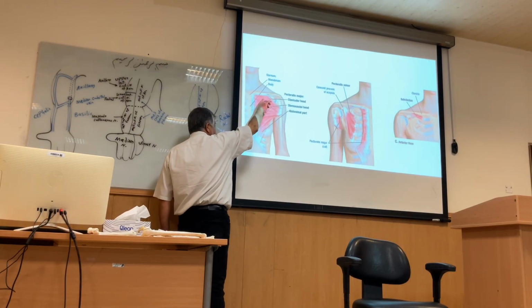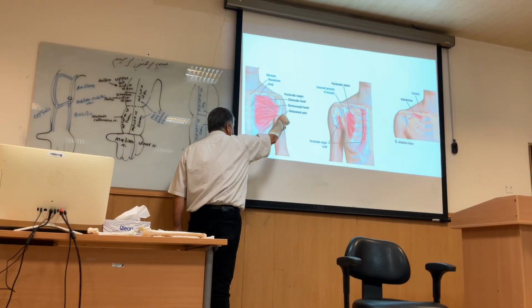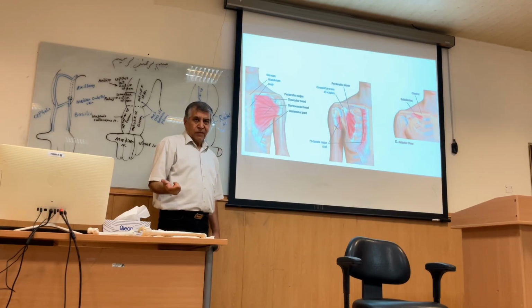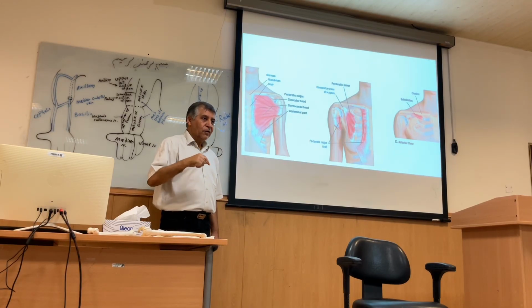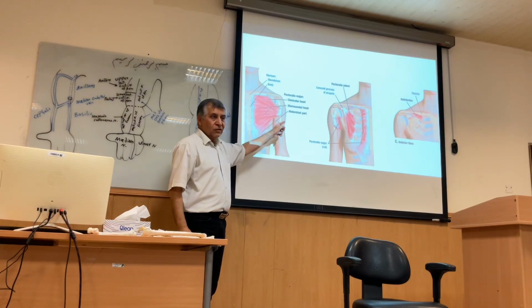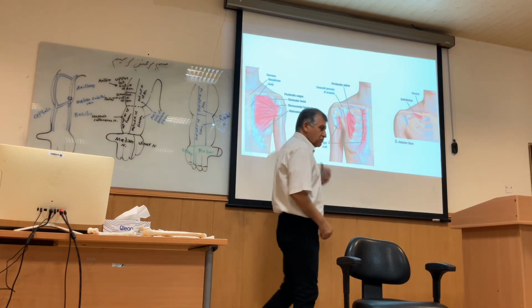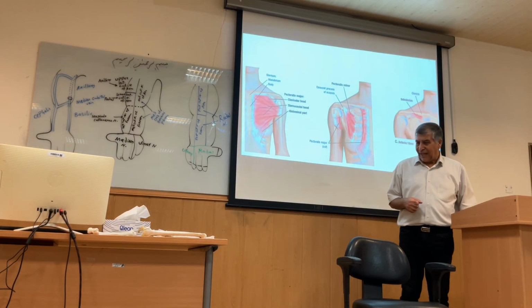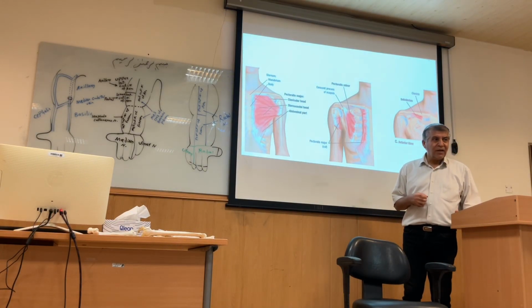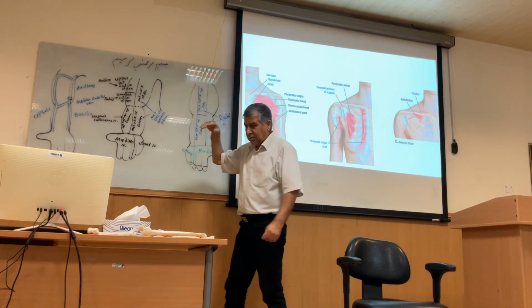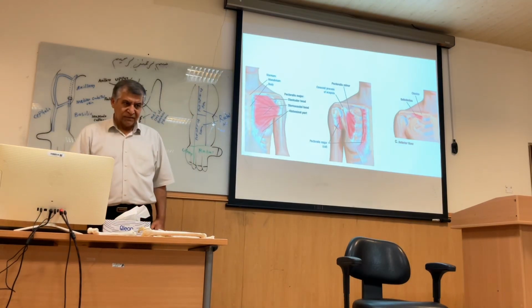The muscle changes to tendon, and the tendon attaches to the intertubercular groove. Which part of the intertubercular groove? The lateral border of the intertubercular groove. This muscle is innervated by the medial and lateral pectoral nerves.